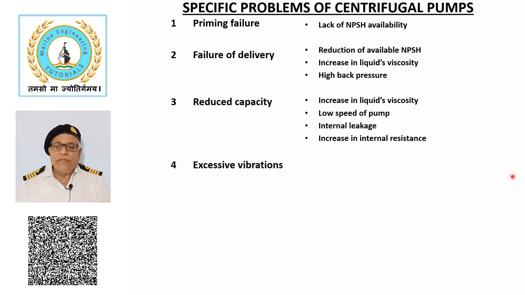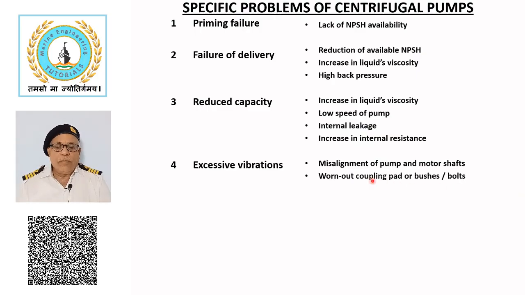Excessive vibrations. Cause of excessive vibration may be misalignment of pump and motor shafts. Check pump motor shaft alignment and correct if necessary. Cause of excessive vibration may be worn out coupling pad or bushes and bolts. Inspect the condition of coupling and change the parts as required.